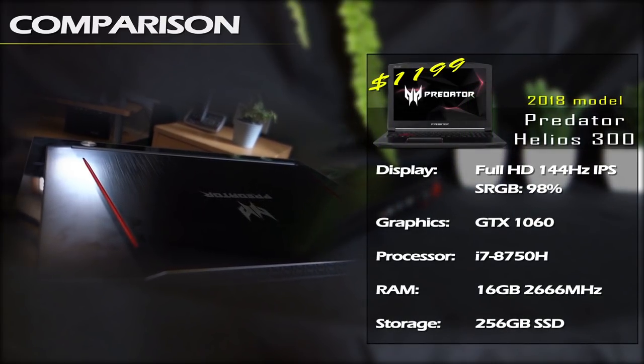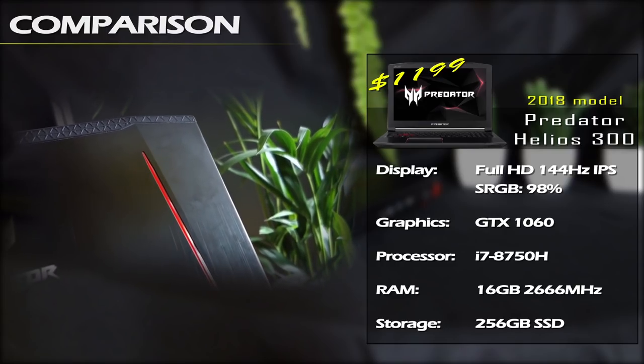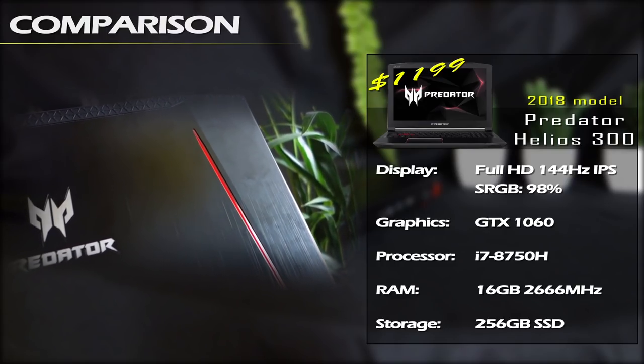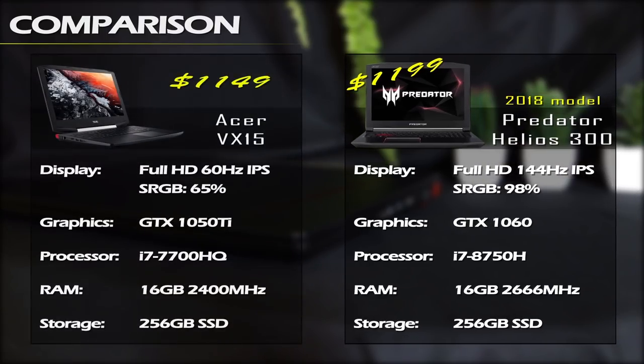Alright, now if you're looking for the best value for your money, I have to mention the 2018 model of Acer Predator Helios 300, that is an absolute ruler of the gaming laptop market this year. For $50 more than VX15, you get i7-8750H processor, GTX 1060 graphics card, an insane 144Hz display with 98% of sRGB color reproduction, 16GB of RAM and 256GB NVMe SSD.